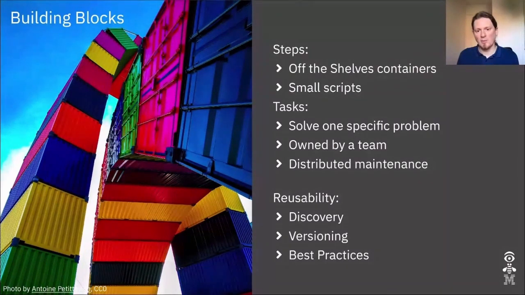So if you work as part of a team in an open source project or in a large organization, then it makes sense for a task to be shared across the organization, which allows distributing the maintenance work on this task. So it allows scaling the work of writing and maintaining the task, so that each team does not have to rewrite their own and reinvent the wheel continuously. But for this reusability to really work, there are a few things that are required. First, the ability to discover tasks, then versioning, and best practices are very important as well.